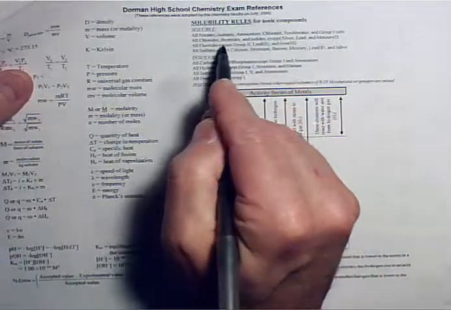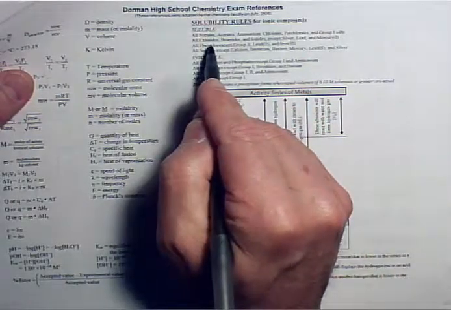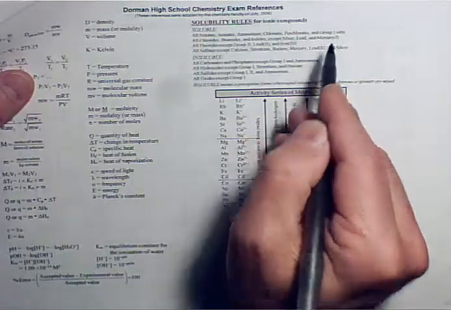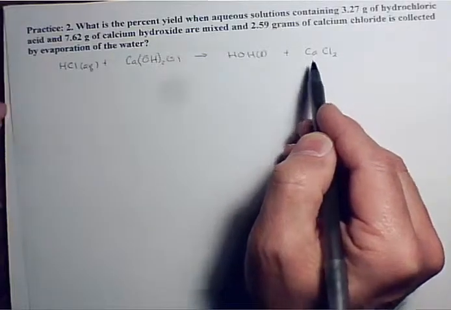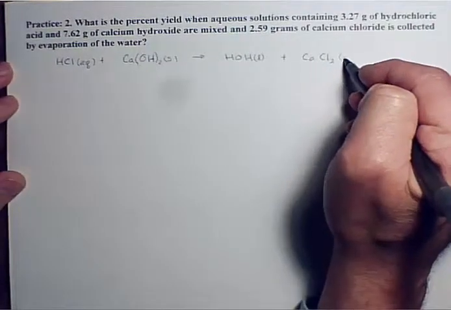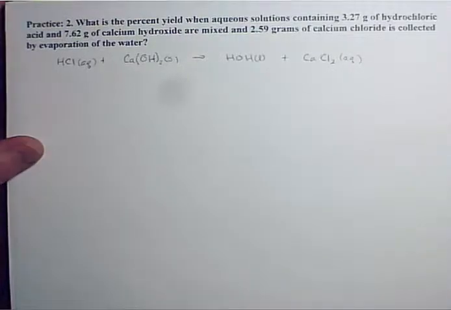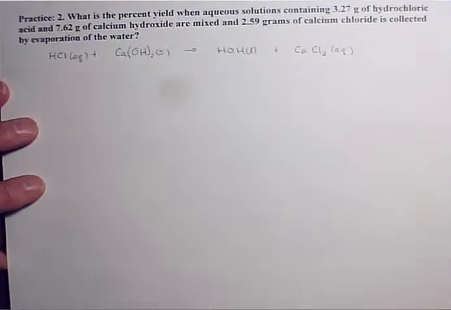So chlorides are right here. They're almost always aqueous, except when they're bonded with silver, lead, or mercury, and that's not silver, lead, or mercury, so this is going to be aqueous. Alright, so that's the unbalanced equation. Now we've got to balance the equation.